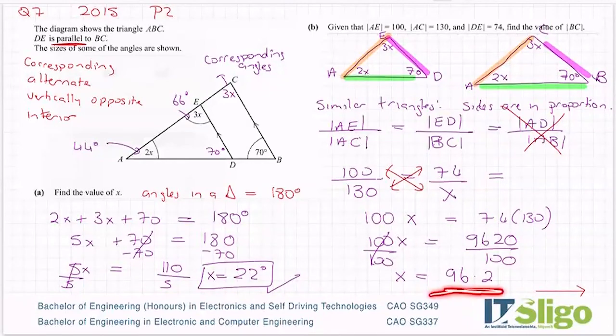So I hope that makes sense. That's how you use similar triangles. So corresponding angles, alternate angles, vertically opposite angles, interior angles, are so important in the geometry chapter, and also in similar triangles.